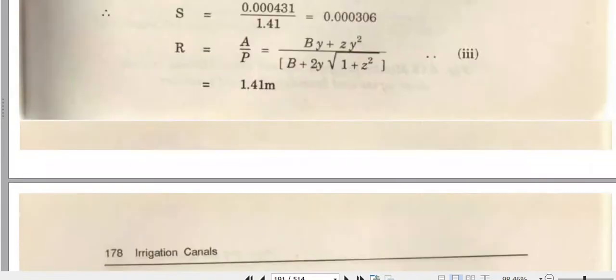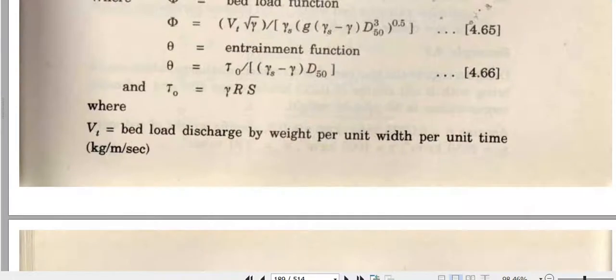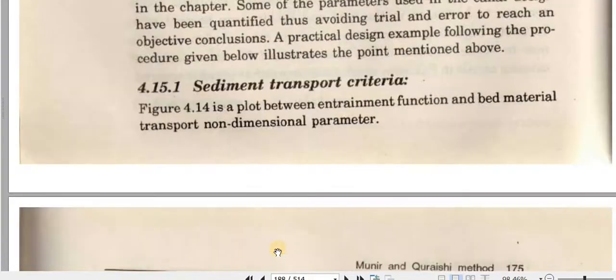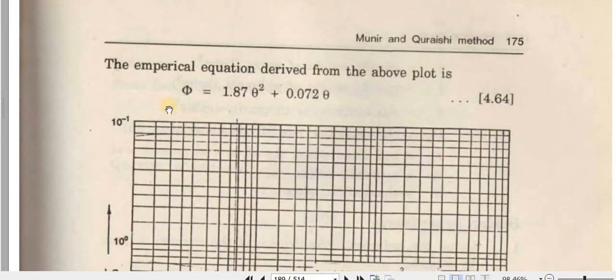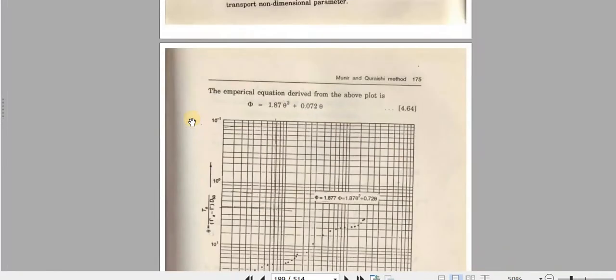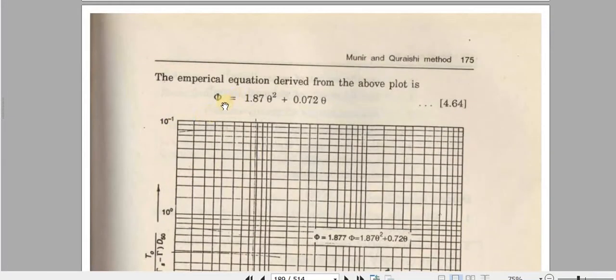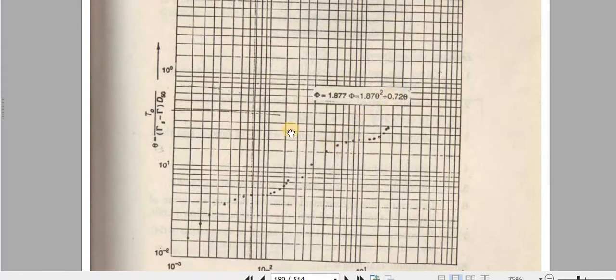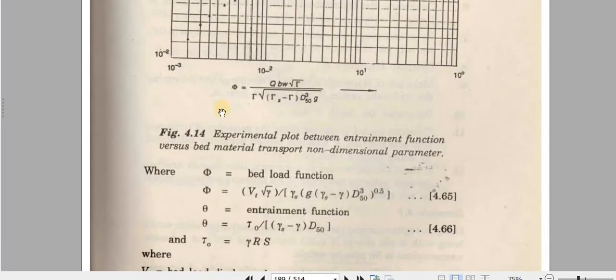So the first one is the sediment transport criteria. In the sediment transport criteria, we will use the equation and nomograph. Like this is the nomograph. This is the equation, probability 1 and probability 2. This is the equation and this is the graph. Instead of the graph, we will prefer the simplified equation.